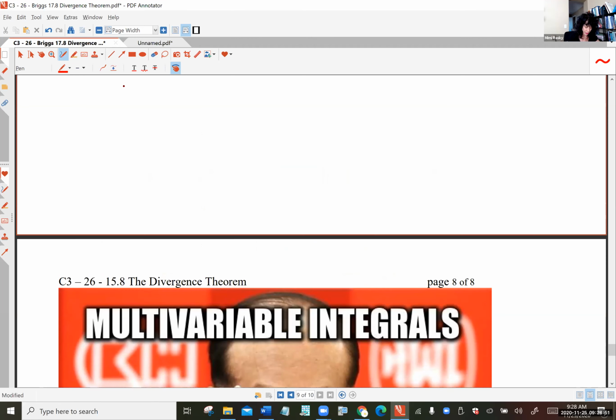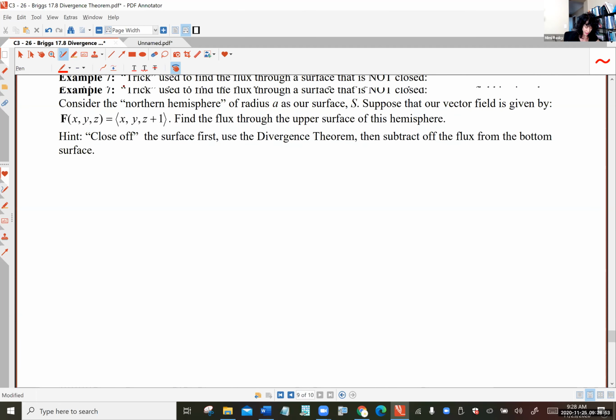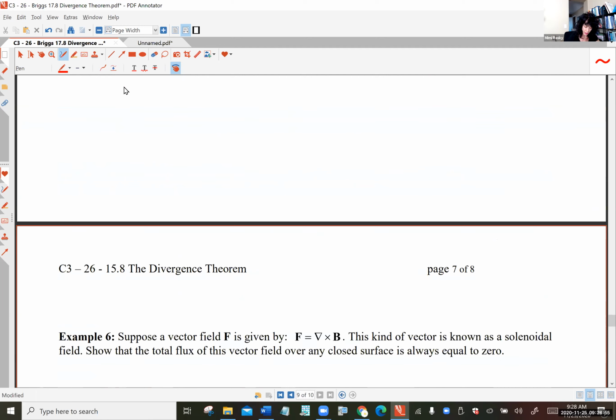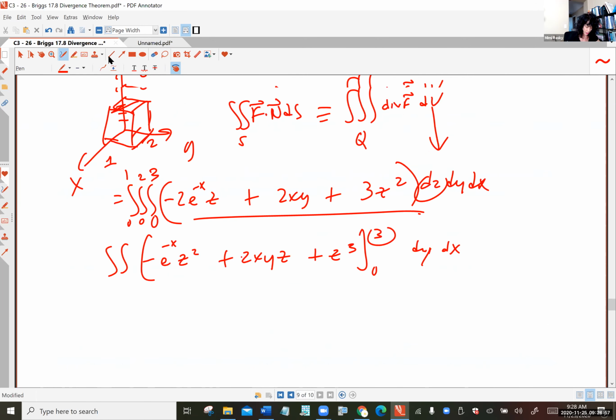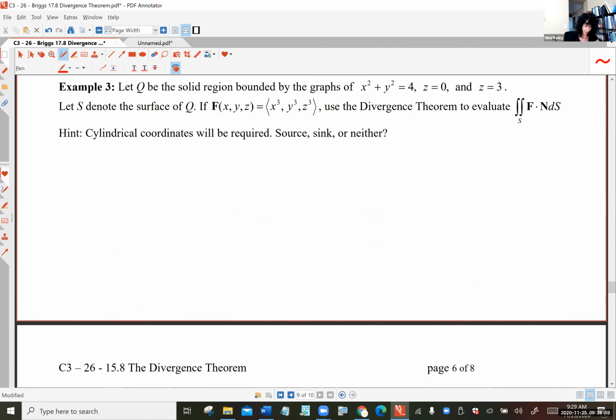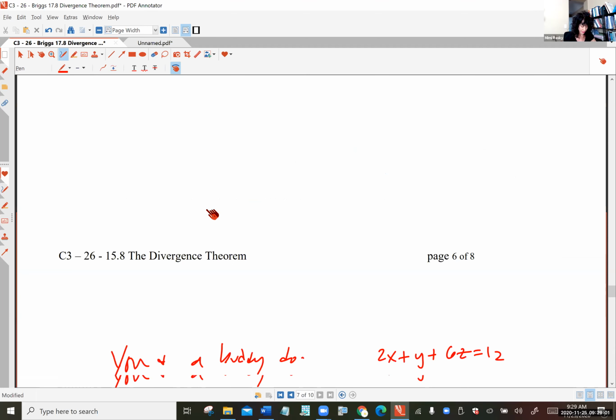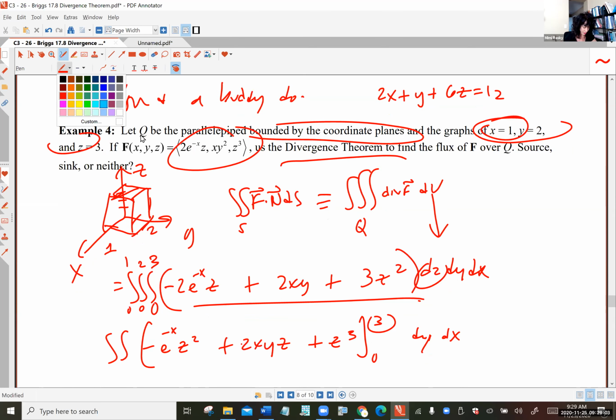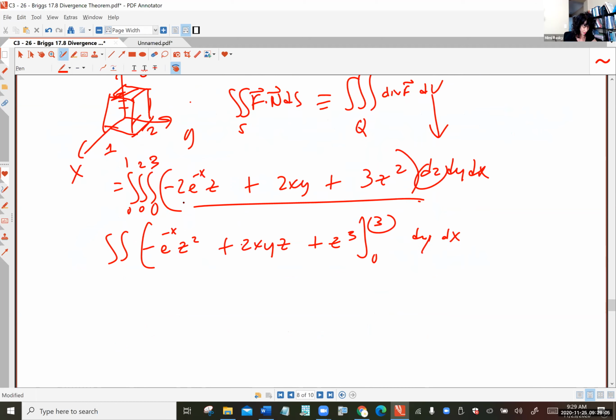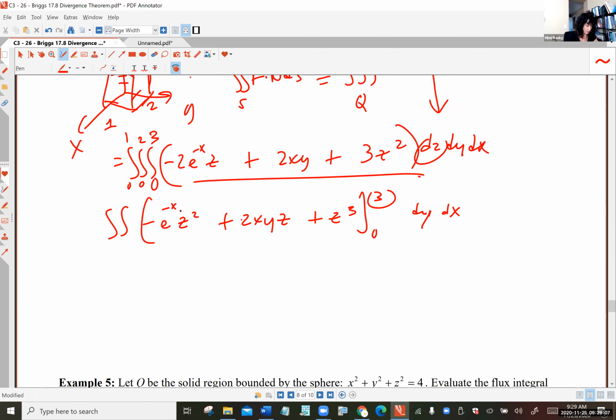Sorry, I got my screen already messed up here. How did that happen? I don't know how it went all the way to the bottom. Okay, well, that's my PDF annotator for you. I don't know what to do here. Try not to get it to be grouchy.